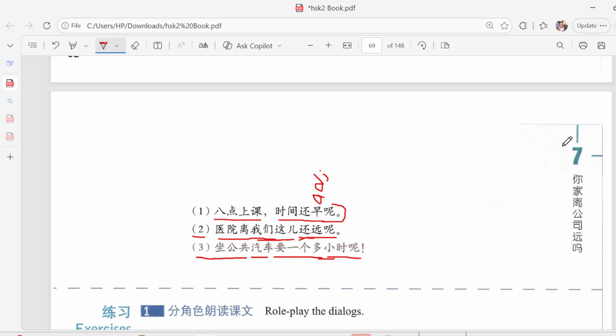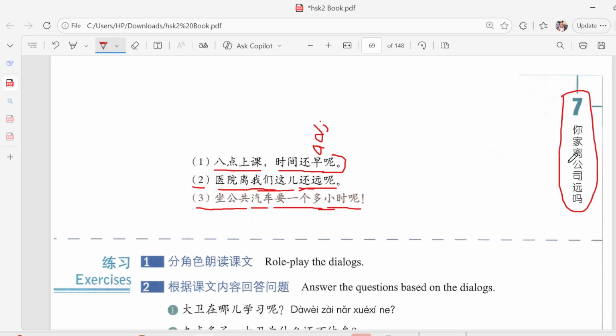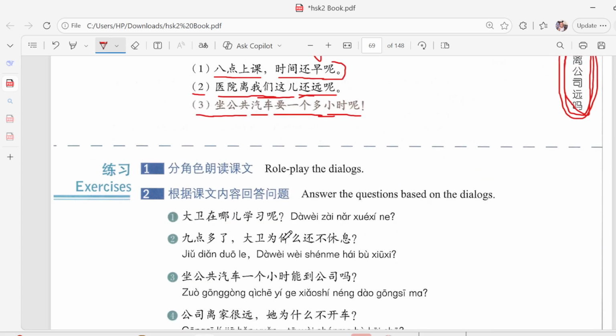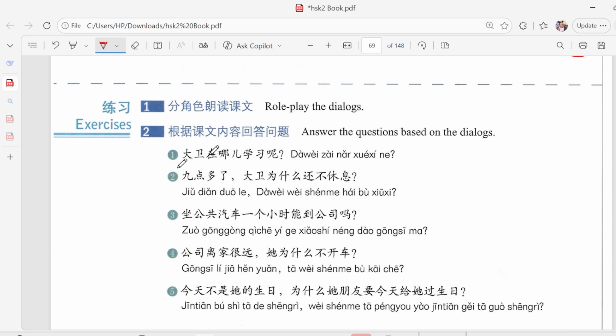Okay, now look at this. This is the title of our lesson, chapter 7, and this is the end of chapter 7. It says 你家离公司远吗? If you can still remember anything in this chapter, let it be this one. Because it's very important. If you forgot everything in this chapter, at least you can remember one thing, let it be this one. 你家离公司远吗? Is your home far from the company? 大家有没有问题?